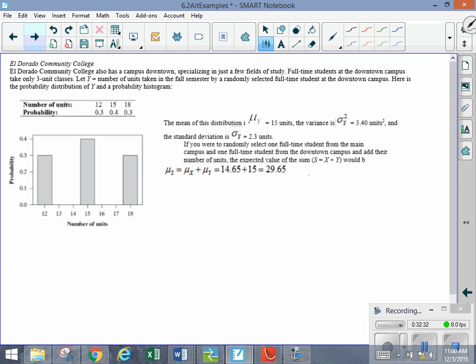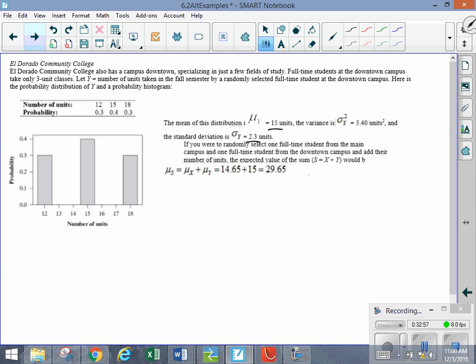So here's the new probability distribution. The mean is going to be 15 units. And now we're calling this probability distribution Y. Really, the reason we're looking at this slide is because we need this number and this number, I'm pretty sure, for a problem that comes after this.